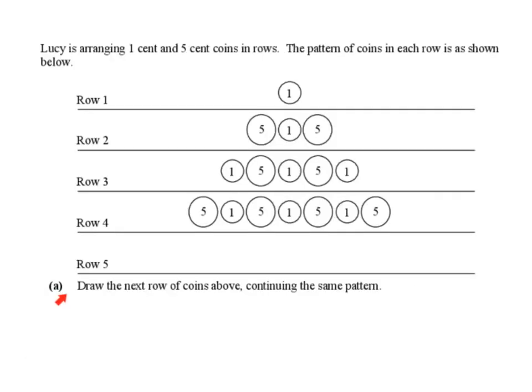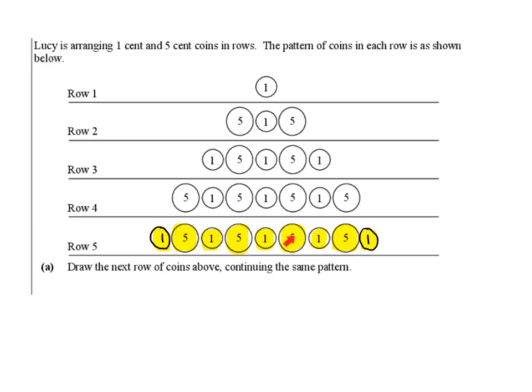So part A, draw the next row of coins above, continuing the same pattern. So we have row 1, row 2, row 3, row 4, and now we need to draw in row 5. So here we have row 5, and it's basically row 4 repeated again underneath, but a single 1 cent coin at the start and at the end.